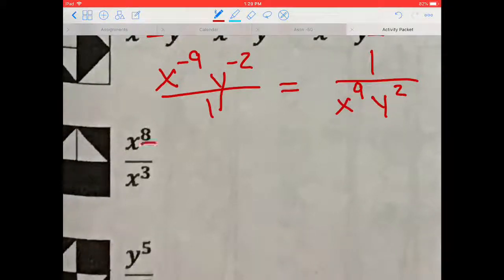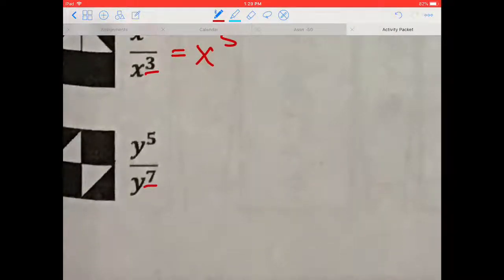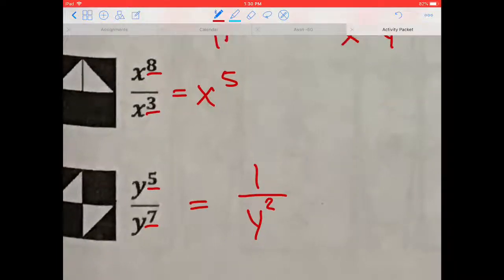All right, 8 minus 3 is 5. 7 minus 5 is 2, and it's going to stay in the bottom. I talked about this in the video. That's a weird one. If you had watched it like you were supposed to, if you ever have a problem like this where the exponent that's bigger is at the bottom, then that's where you leave your answer. The one above this, 8 was the bigger number. That's why when you subtract 8 minus 3, it's 5, and it stays in the numerator. And the problem below it with the y's, 7 is bigger than 5, and that's in the denominator. So that's why your answer goes in the denominator.